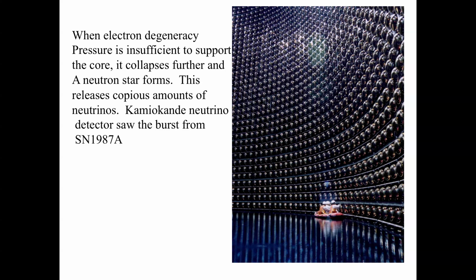When electron degeneracy pressure is not sufficient to support a core, as in the case of the iron core in the middle of a massive star, it collapses further and a neutron star forms, or in extreme cases even a black hole. The neutron star formation, where you break apart the iron nuclei and convert the protons into neutrons, releases copious amounts of neutrinos. And as I mentioned in the last segment, the Kamiokande neutrino detector saw the burst from supernova 1987A, confirming this idea about how supernova explosions unfold and how this leads to the formation of a neutron star.